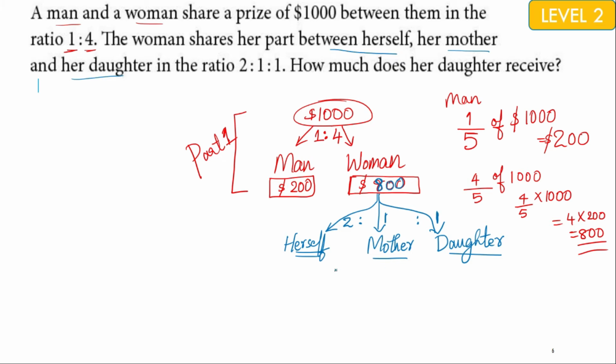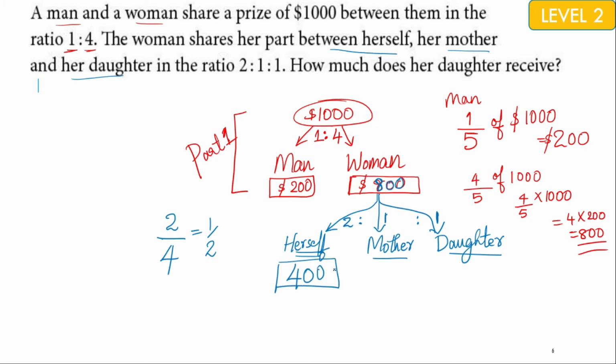2:1:1. So again you can see that out of the 4 portions, 2 plus 1 plus 1, so the total portions you have is 4. Out of the 4, 2 over 4 goes to herself, which is again 1 over 2. That means half of this money. So 800 divided by 2 is going to be 400. So 400 goes to her.